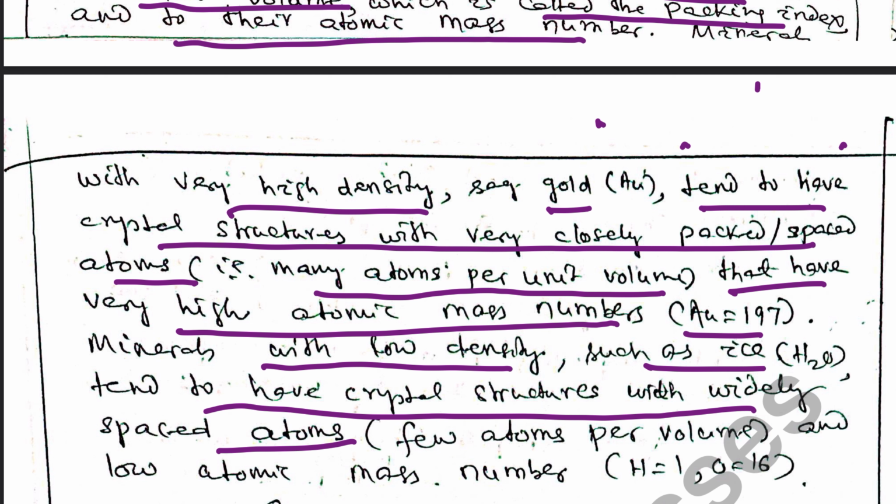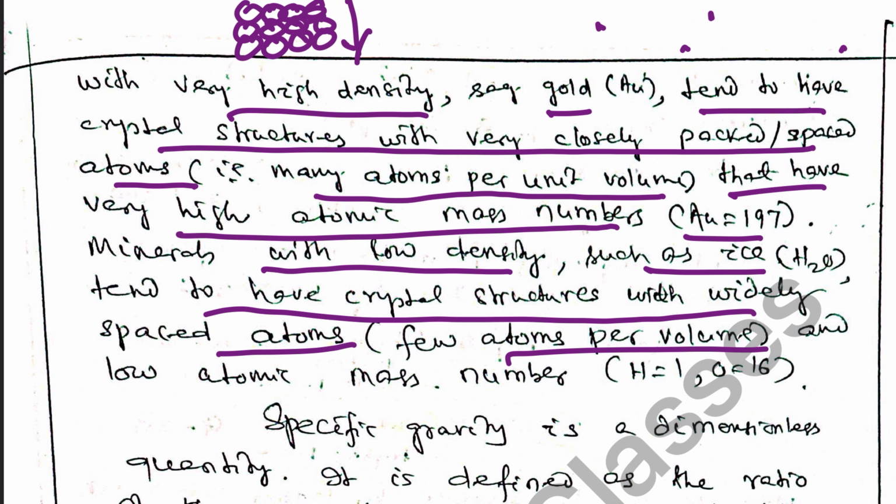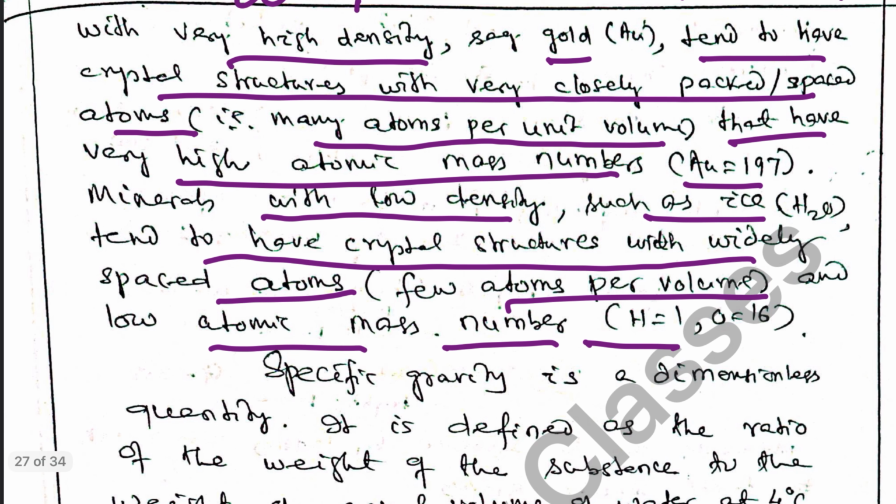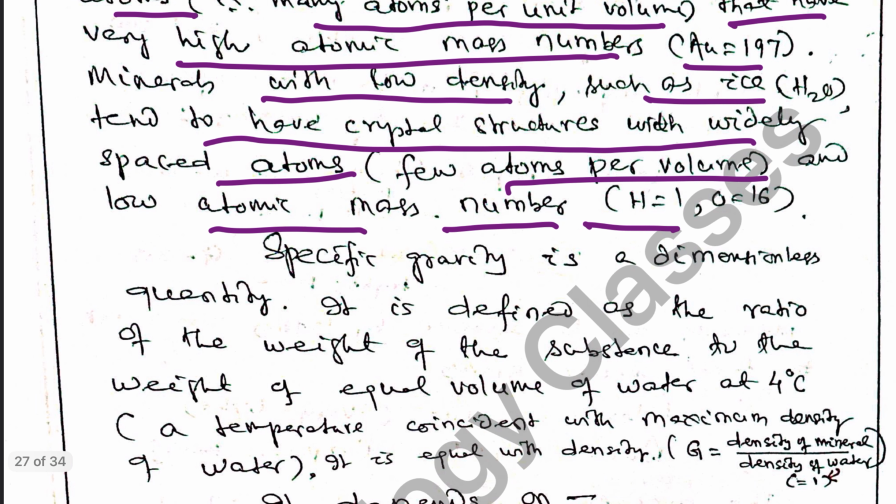But when we talk about closely spaced structure, mostly face centered cubic, very closely spaced, here density will be high, and there density will be low. That means few atoms per volume will give rise to low density, and low atomic mass, low mass number: hydrogen 1, oxygen 16. So water has low density.